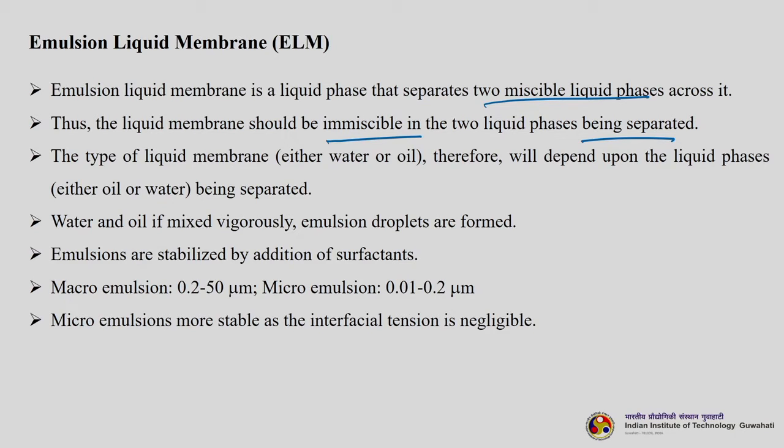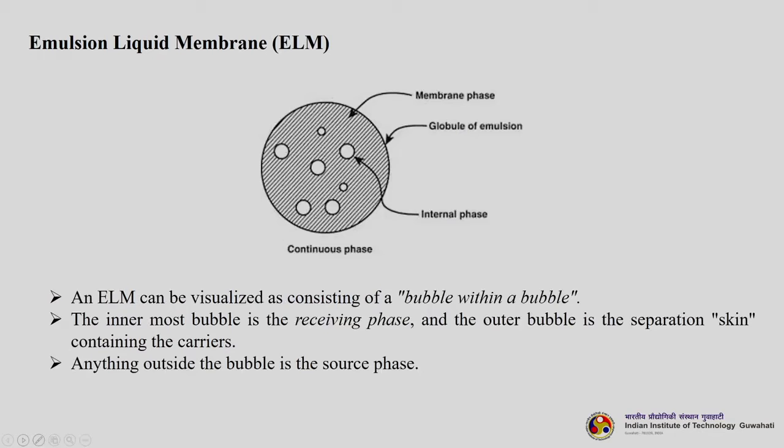So, water and oil, if mixed vigorously, form emulsion droplets. Emulsions are stabilized further by the addition of some surfactants. Macro emulsions are of the size of 0.2 to 50 micron, and micro emulsions are 0.01 to 0.2 micron. Micro emulsions are more stable because the interfacial tension is negligible.